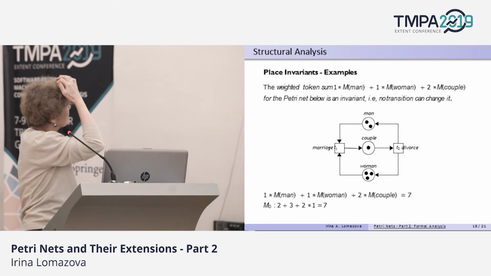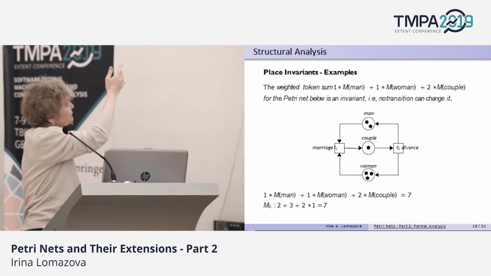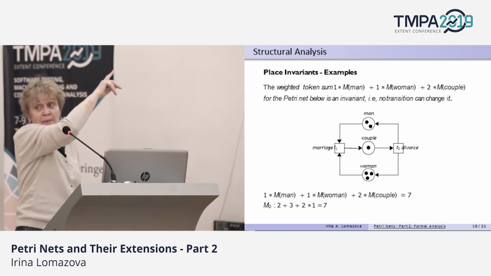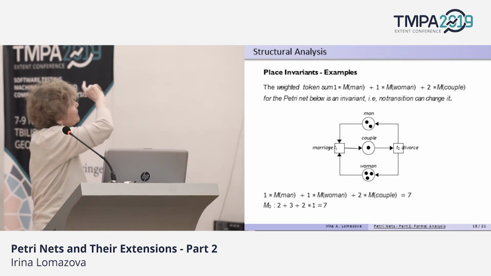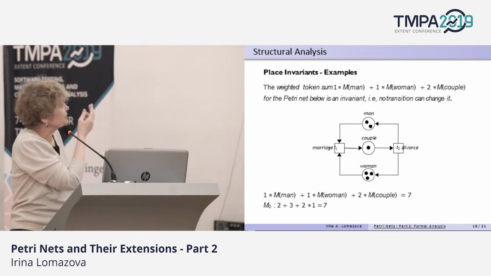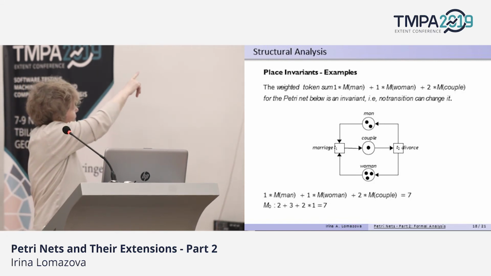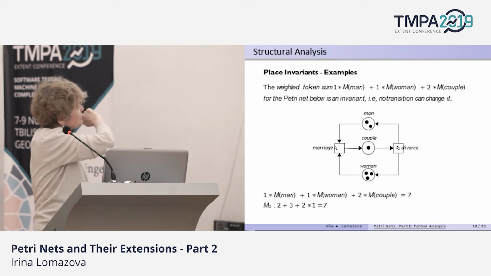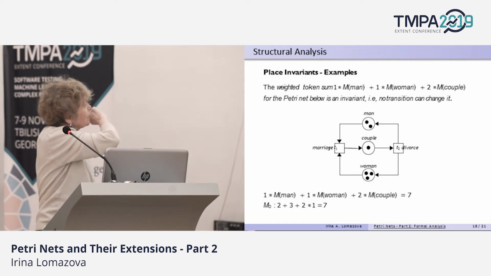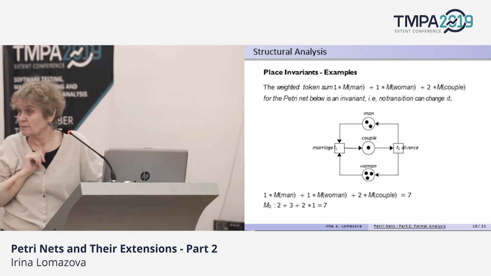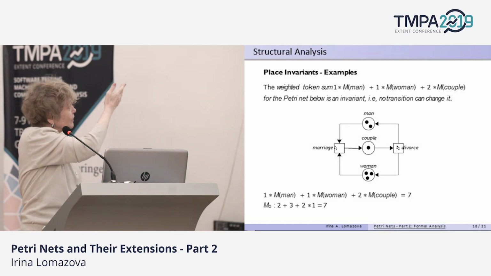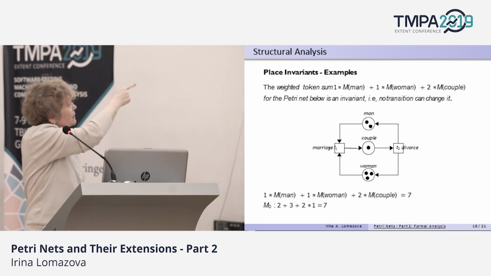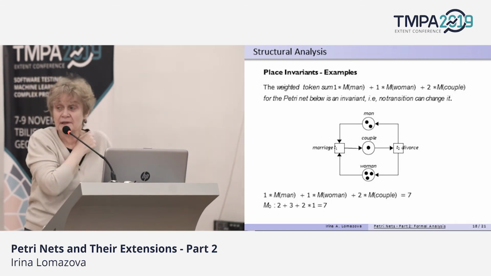We can look here and we see that if T1 fires, so there is a marriage, then we have -1 for men, -1 for women, and +1 for couple. So the change is such that if we add it to this sum, we get the same value. And the same for divorce: +1 for men, +1 for women, and -1 for couple. Then for the current initial marking, the value of this weighted sum is 7.